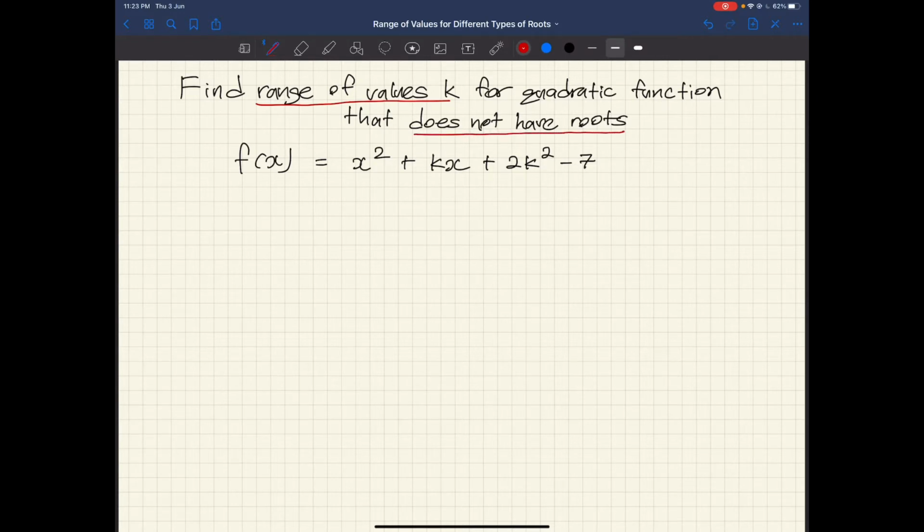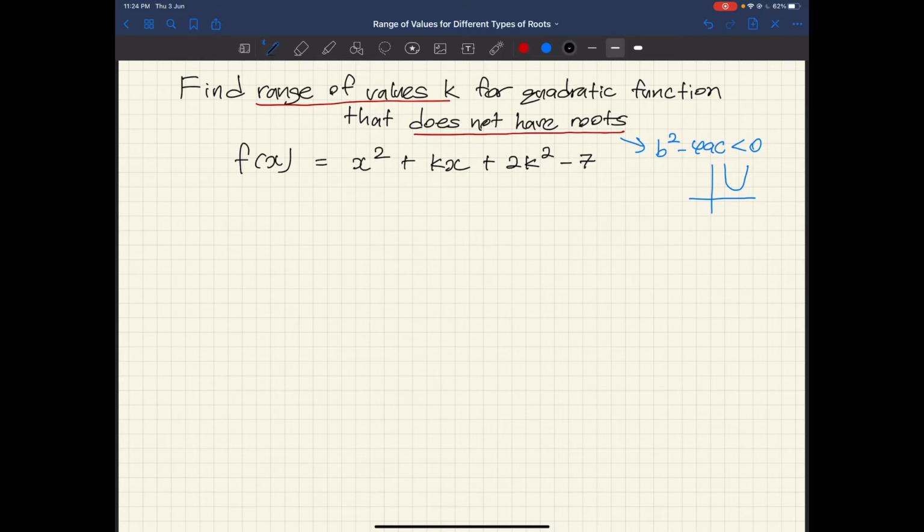In the previous lesson, you learned that when I say something does not have any roots, your formula would be b squared minus 4ac less than 0. And graphically, it doesn't touch the x-axis. That's the reason why it doesn't have any roots. f(x) is equal to x squared plus kx plus 2k squared minus 7.